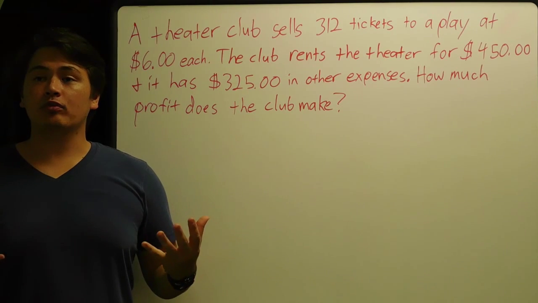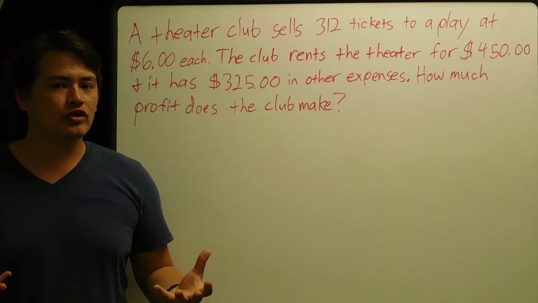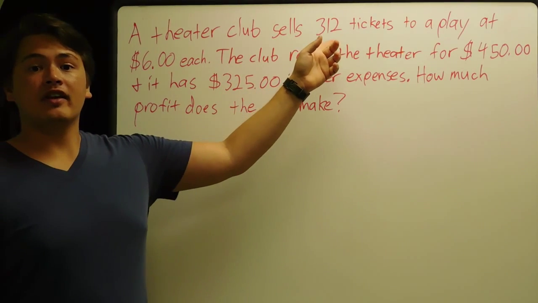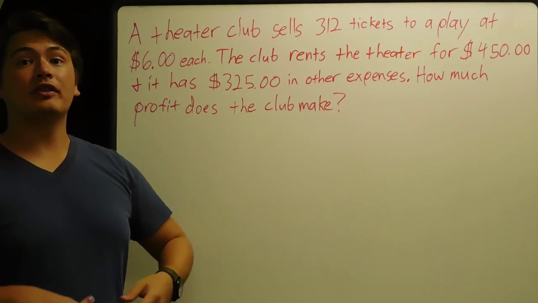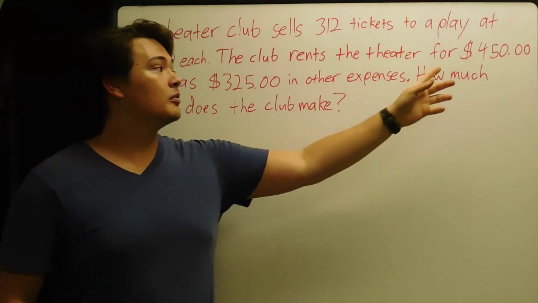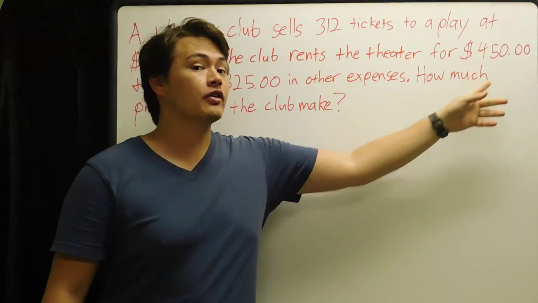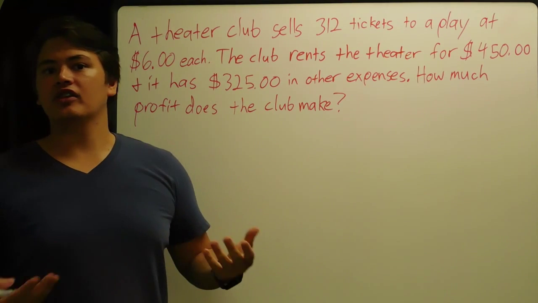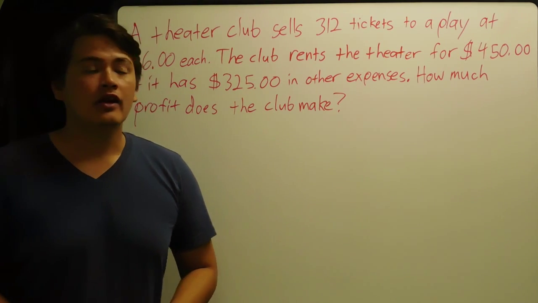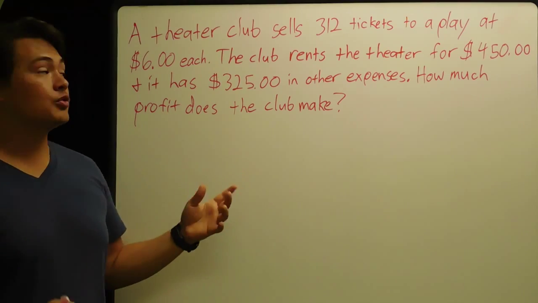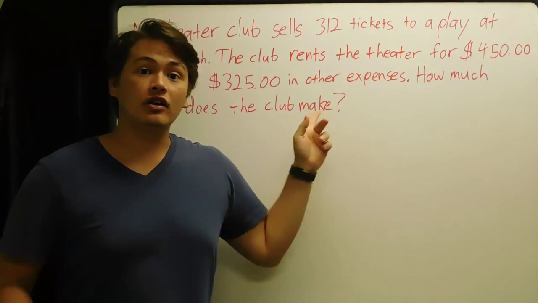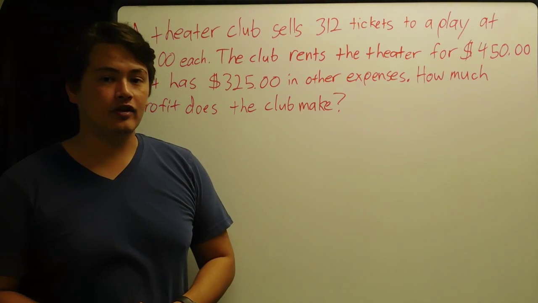So before we start this problem, let's understand what we're looking for. They are making money by selling tickets, but then at the same time they're losing money by having to rent out the theater and for the additional expenses, probably electricity and water bills. So it's going to be the difference between how much money they make from the tickets and how much they have to spend for renting out the theater.